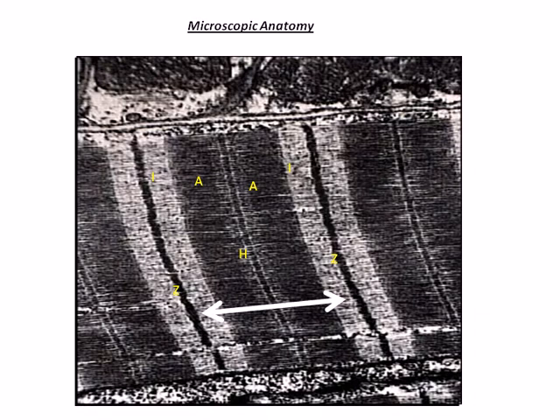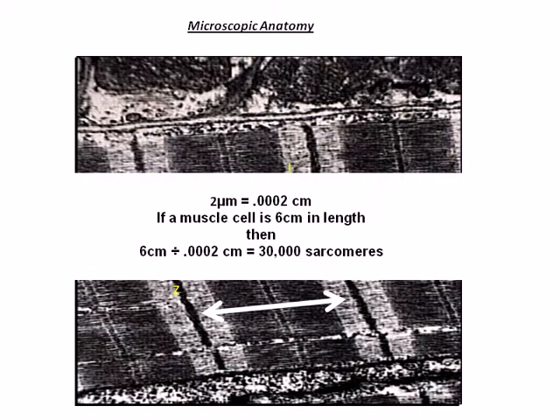A sarcomere is about 2 micrometers in length. Therefore, one single muscle cell potentially contains thousands of sarcomeres.